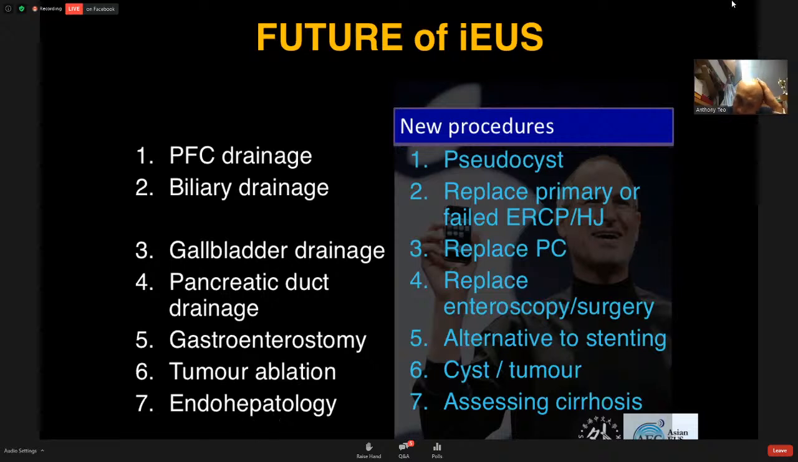And also a very interesting subdivision of endoscopy is endohepatology. So now we also have the ability, or devices, which allow us to assess the degree of cirrhosis, mainly by measuring the portal venous pressure gradient.